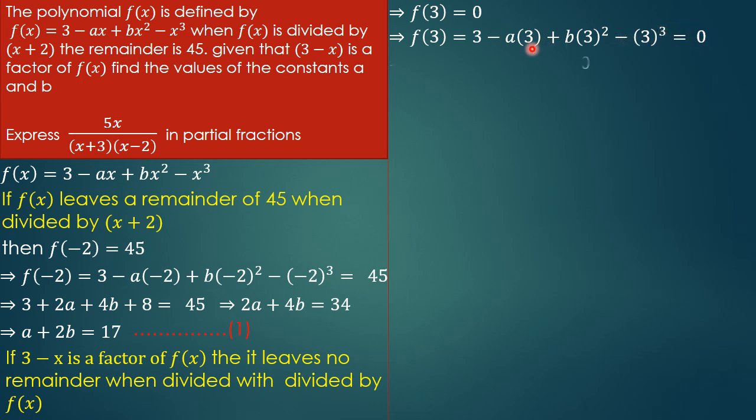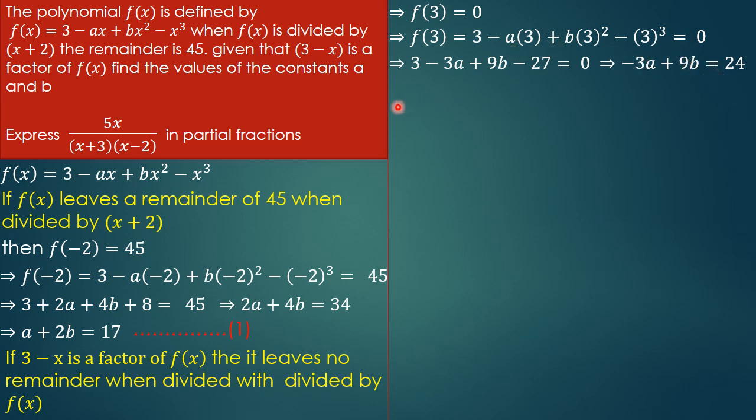So we'll simplify further. We are definitely going to have 3 minus 3a plus 9b minus 27 equal to 0, because 3 cubed is 27, and we have the negative. Then 3 squared is 9, that's why we have 9b. Then minus a times 3, we have minus 3a. If we simplify further, we have negative 3a plus 9b. If we take 3 minus 27, which gives us negative 24, when it goes to the right hand side it becomes positive 24. Then we have 9b minus 3a equal to 24.